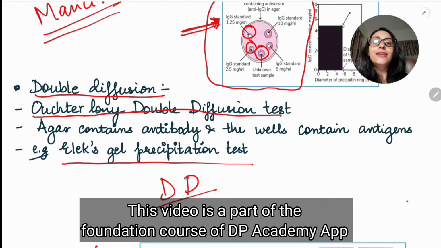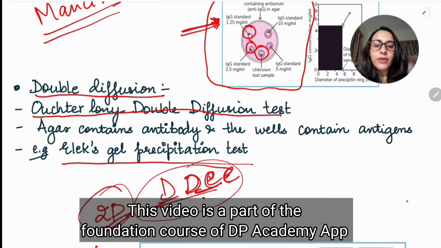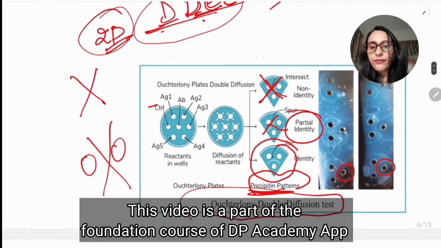And if you remember DD, that is a cartoon in Dexter's Lab. She breaks everything in Dexter's Lab. So D and D, remember D, D. So double diffusion, 2D. This is an example for 2-dimensional double diffusion. And here D, D, E, D, D. If you write a D, D, it will be D, D, double E. So it is the gel precipitation test. That is an example for this double diffusion.